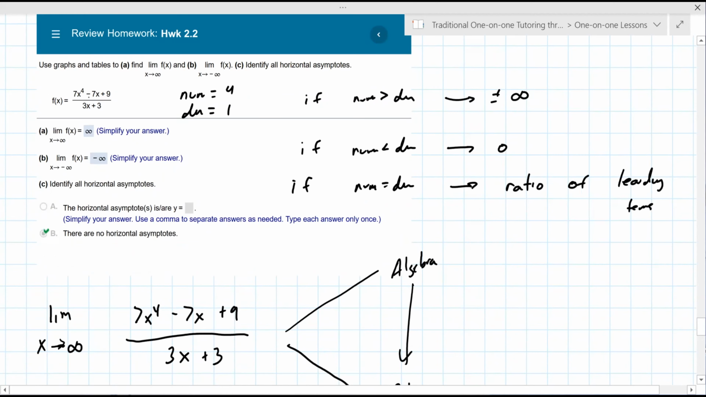So how do you decide if it's positive or negative infinity? It depends on the leading terms. Like if this was negative 7x to the fourth, it would go to negative infinity. Okay, so if there's a negative somewhere in there. So it also depends on the degree and the value of the leading term. Right, okay. Because if it's odd and it's negative, it's one thing. If it's even and it's negative, it's another, and so on.